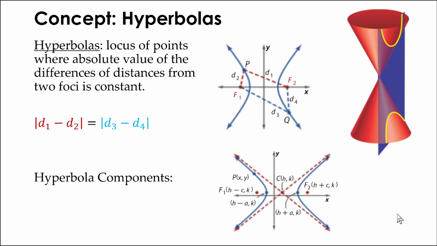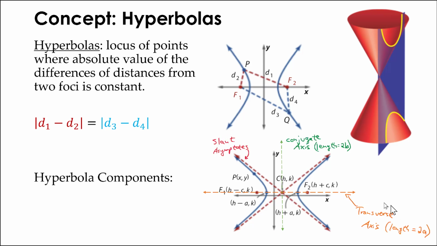We also have a couple of axes here, similar to how we had multiple axes with our ellipses. We've got this long axis that goes through our foci and goes through our vertices. That is called our transverse axis. So if you hear me saying transverse axis, that is what I'm referring to. And then perpendicular to that is going to be our conjugate axis. And notice I put in here, transverse axis has a length of 2a, and conjugate axis has a length of 2b. We're going to be using that to help us sketch these later.